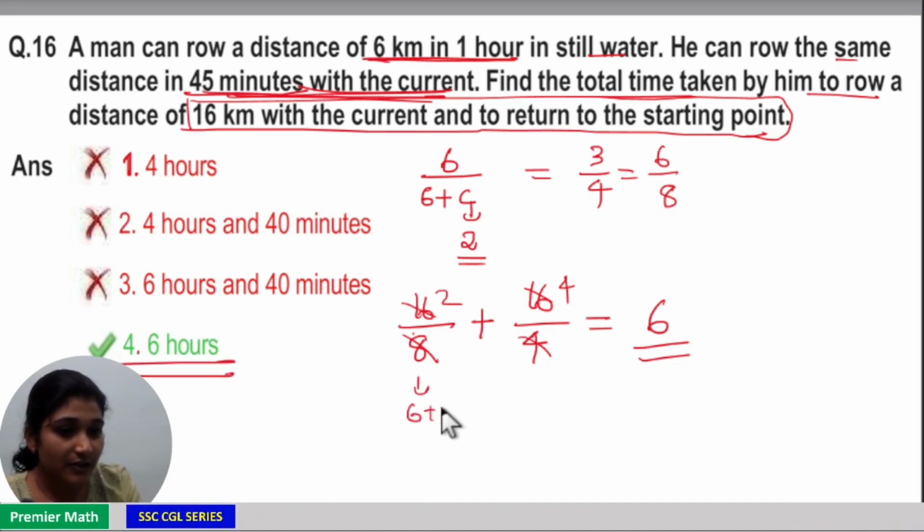8 means 6 plus 2 and 4 means 6 minus 2. Here this is downstream speed and this is upstream speed.